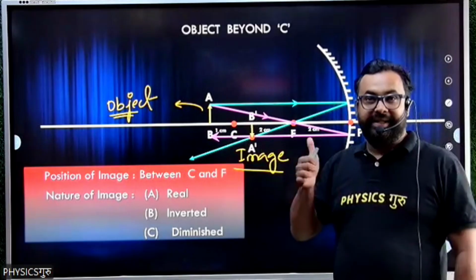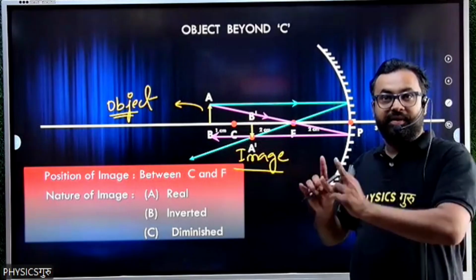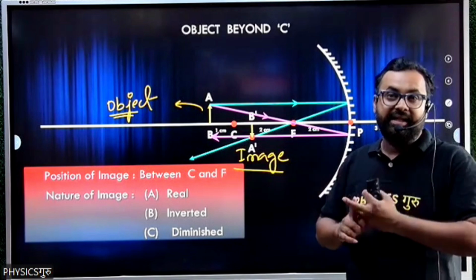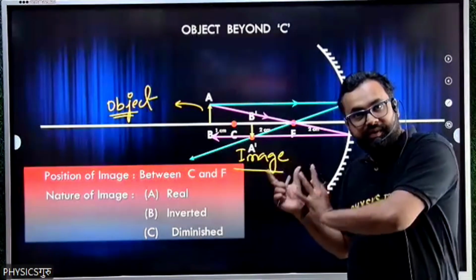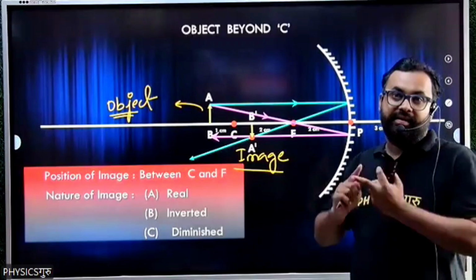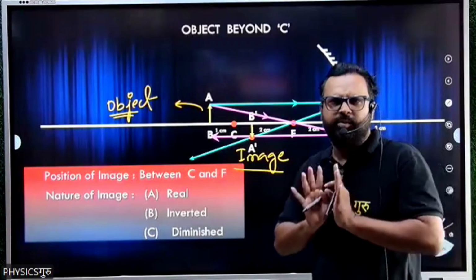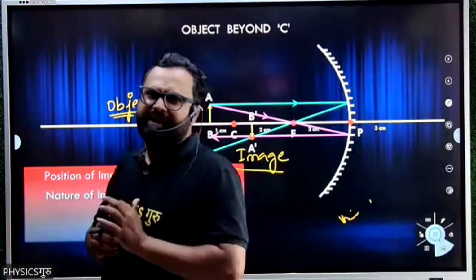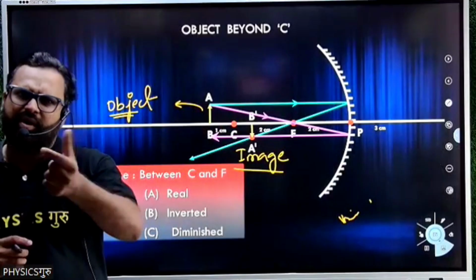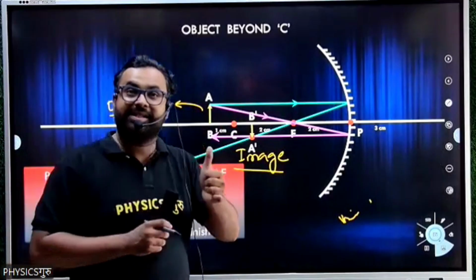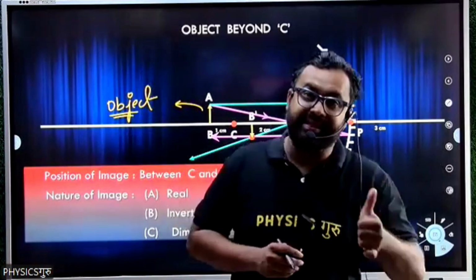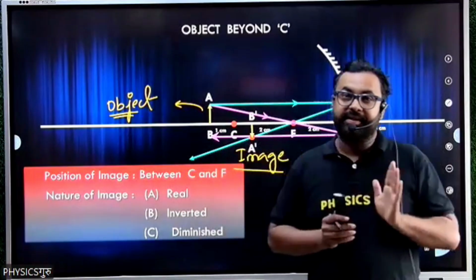In the exam, you need to draw the figure properly with compass and scale, then write the position of the image and the nature of the image: real, inverted, diminished. I hope the concept is clear. In the exam they will ask you two diagrams maximum, or one. So that was the first case, object placed beyond C.